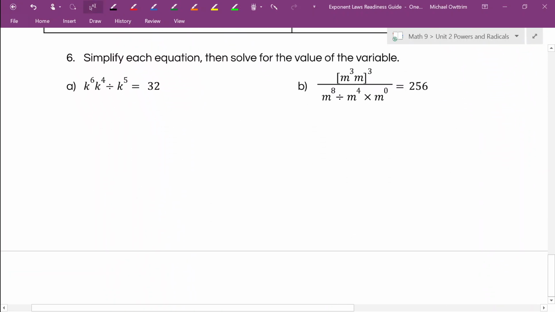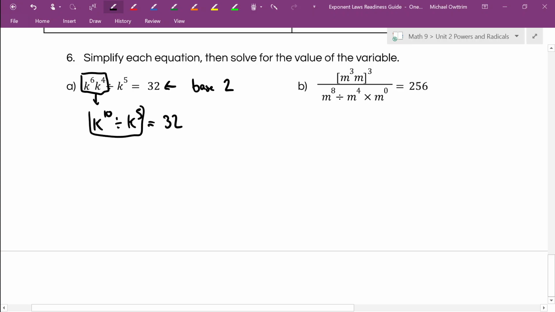Okay, the final part is to simplify each equation, then solve for the value of the variable. So if I use a little bit of test-wiseness here, when I look at 32, there's only one base that can make a value of 32 by powering it, and it's got to be base 2. So I think the k should be 2, but let's check either way. Let's start by multiplying these powers with the same base. That means we'll add their exponents. So 6 plus 4 is 10.